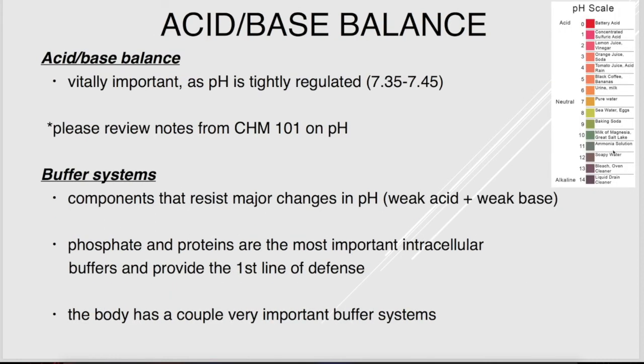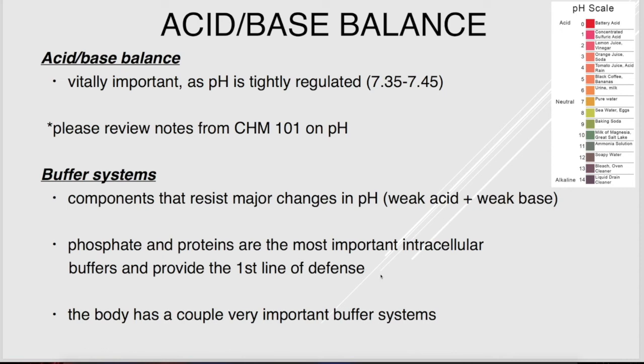Okay, then we talked about acid-base balance. We know acid-base balance is tightly regulated. pH stays between 7.35 to 7.45, and we're able to keep it there because of buffer systems. Buffer systems are just these systems that resist changes in pH. And they do that because they're typically a mixture of a weak acid and a weak base. I'll show a little later how that works and why that's important.